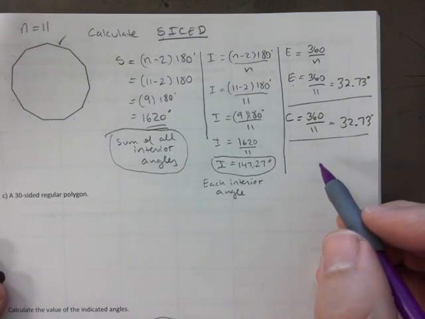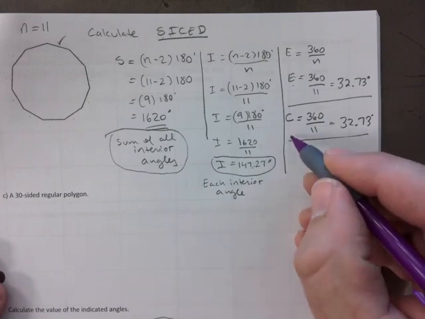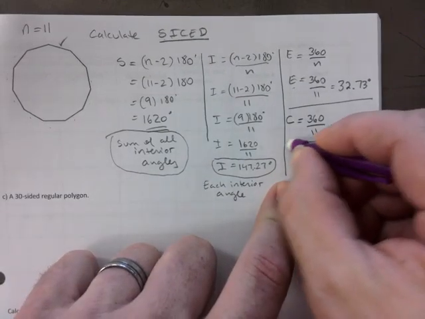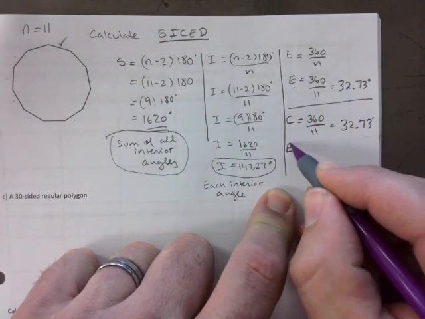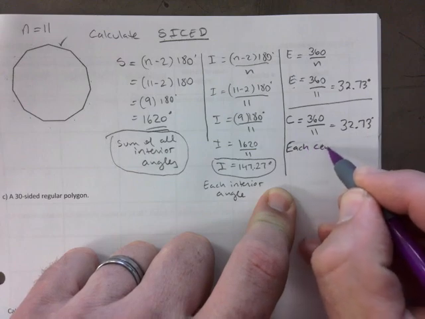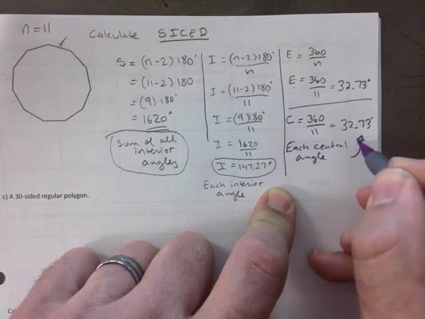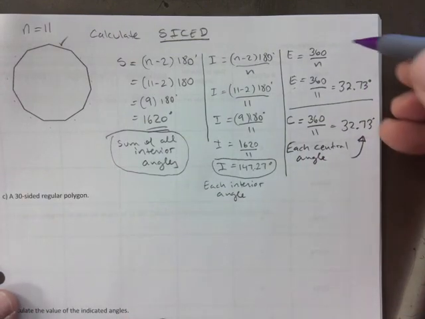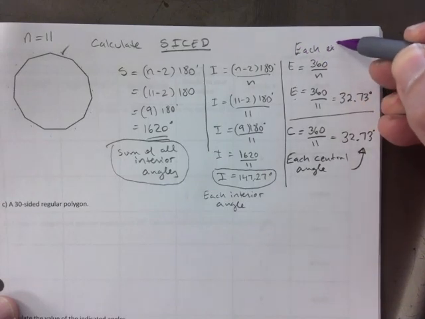And the last one, this would be a central angle. I should write that down. Each central angle, okay, this is the measure of each central and each exterior. I'm going to write this down. Each exterior.